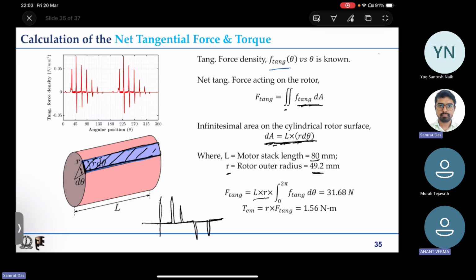Okay, so the integration means the area under this curve. If you have positive and negative areas, then they will cancel each other. But if you have only positives and negligibly negative area, then they will add up. So you can numerically do this integration and find out the average tangential force, and torque is obtained by multiplying that by the radius r. So this is how you can calculate the net average torque in this case.